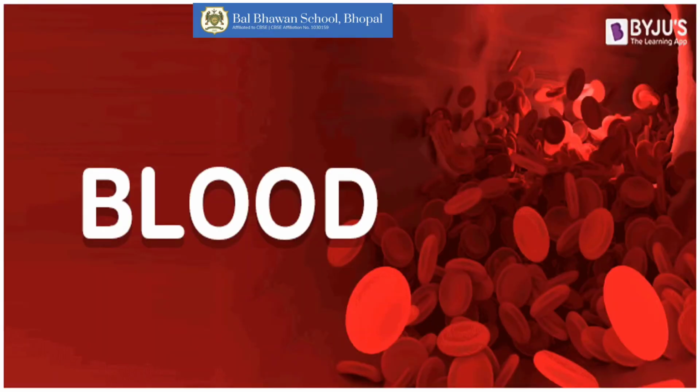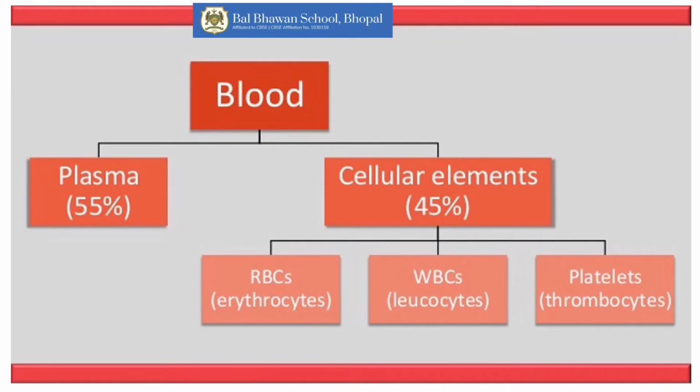Now let us discuss what blood is. Children, blood is a red colored liquid which flows inside the blood vessels. Blood has two components. One is the liquid part, which is called plasma, and the other is the cellular part, called the blood cells or corpuscles. In composition, plasma constitutes 55% of the blood, whereas the cellular component, the corpuscles, constitutes 45% of the blood.